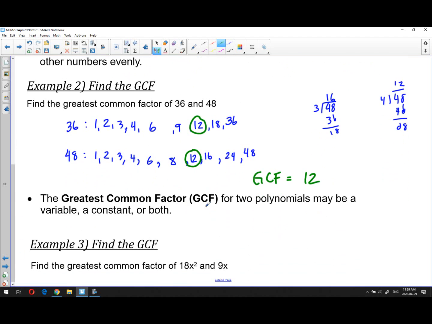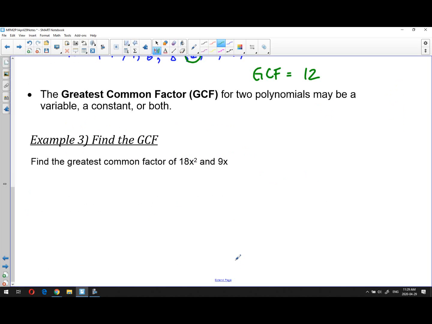Okay, now the greatest common factor for polynomials, for 2 polynomials, could be a variable, a constant value, or both, and that's really important. Okay, let's try this example here. We have 2 polynomials, 18x squared and 9x. So I'll write these out. 18x squared is my first one. 9x is my second one.